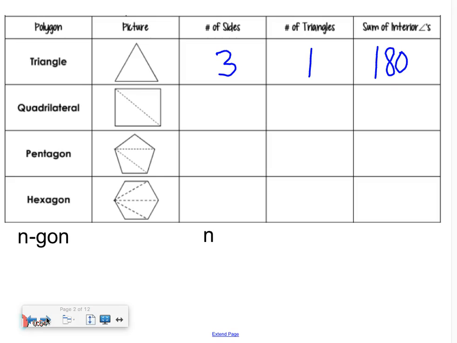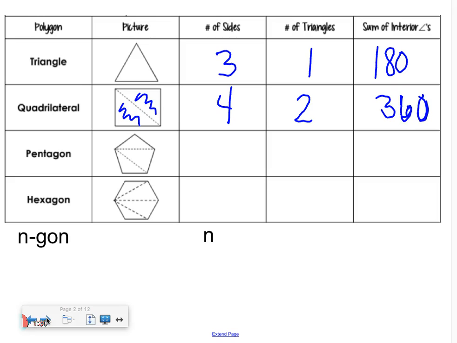Okay. So now if we go to a quadrilateral, how many sides are there? 4. How many non-overlapping triangles can I draw in here? 2. That's already done for us. There's 2, right? So now, can we figure out how many degrees are going to be in a quadrilateral? Yes. How many? 360. Because if I have 180 in this triangle plus another 180, I get 360. Okay, we're going to see a pattern here, hopefully.